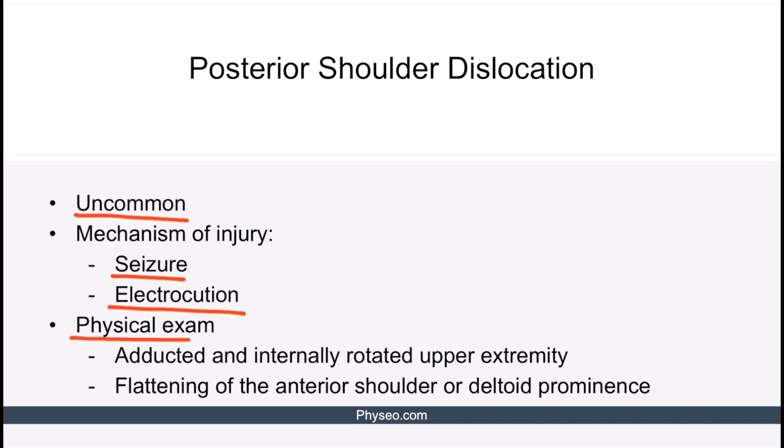posteriorly. Physical exam will reveal an adducted and internally rotated upper extremity, along with flattening of the anterior shoulder or the deltoid prominence. Note the key difference on physical examination of the posterior shoulder dislocation versus the anterior shoulder dislocation. Recall that anterior shoulder dislocation presented as an abducted and externally rotated upper extremity, which is in direct contrast to the adducted and internally rotated upper extremity seen in cases of posterior shoulder dislocation.